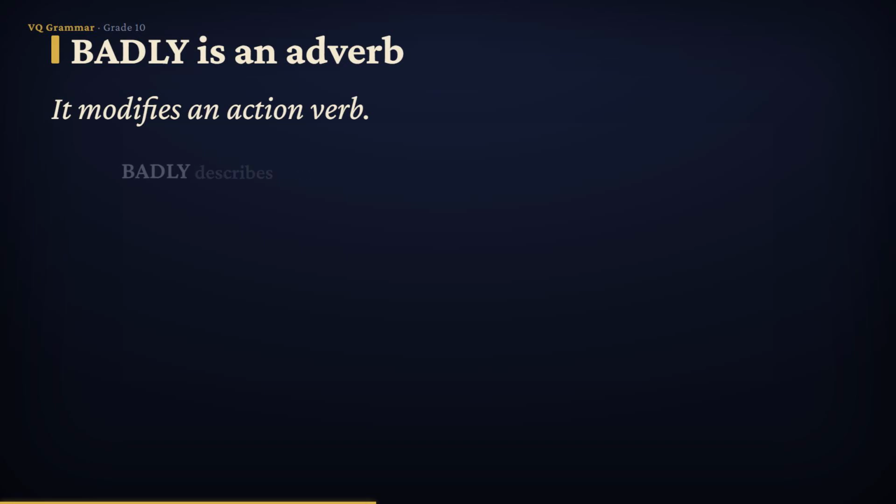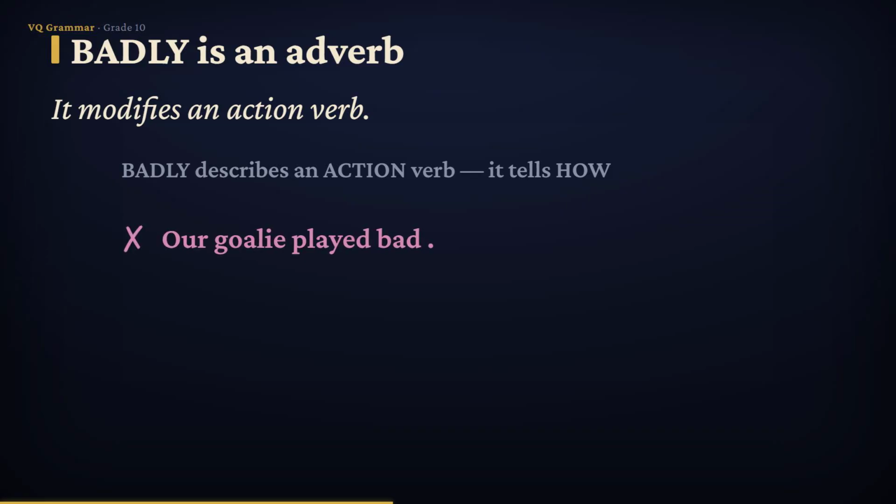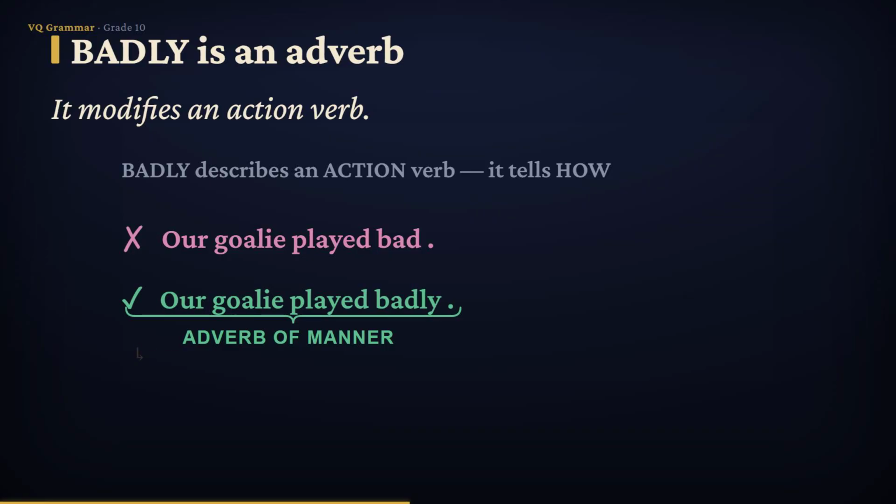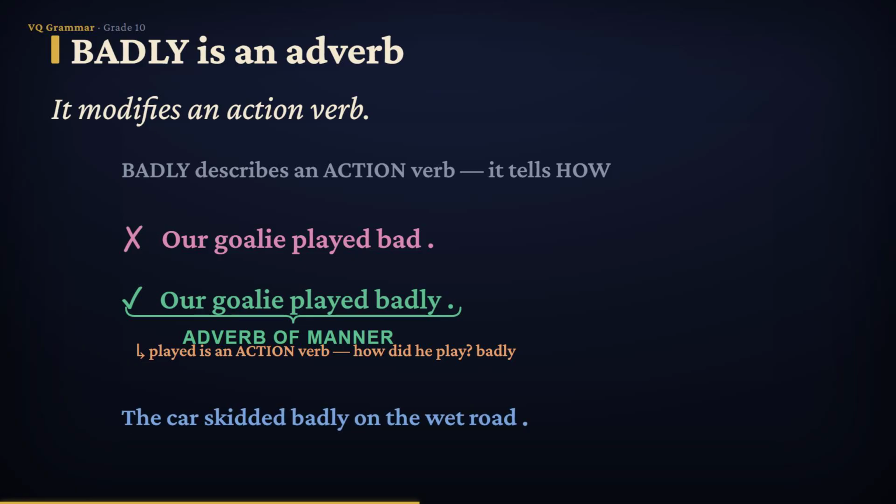That leaves badly, and badly is the adverb of the pair. Badly modifies an action verb and tells how the action went. Look at the wrong version first. Our goalie played bad. Played is a real action. He was out there doing something. So the describing word has to be an adverb. Our goalie played badly. How did he play? Badly. Here is a second one to lock it in. The car skidded badly on the wet road.